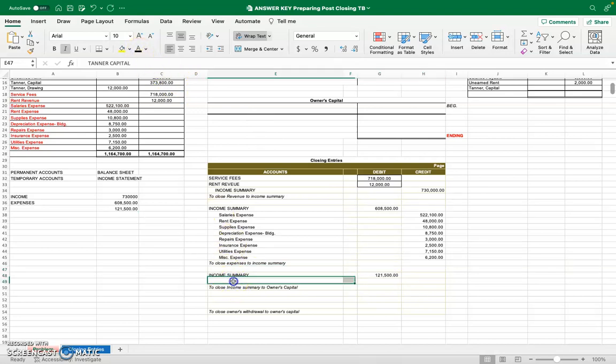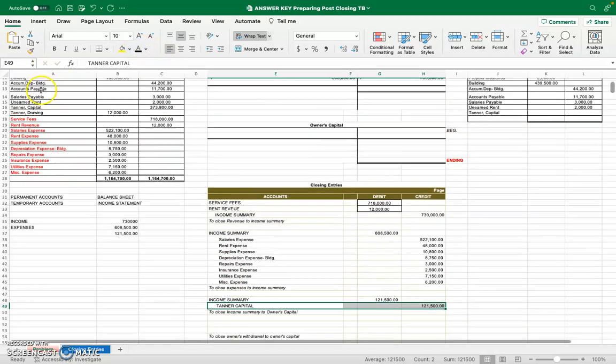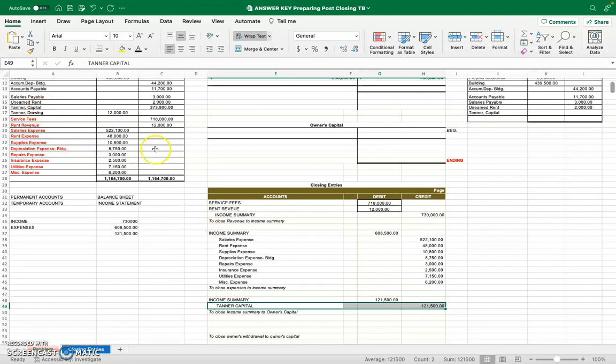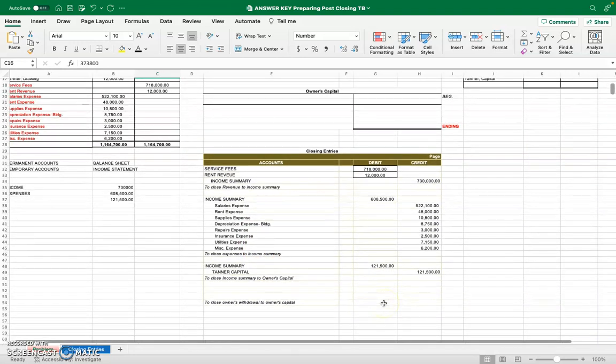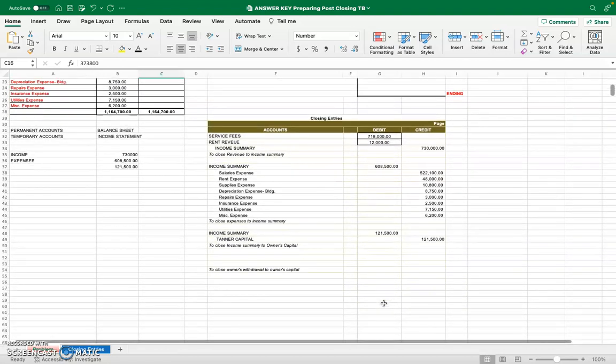So this is how you will write it in this specific closing entry. Income summary of 121,500 and Tanner Capital, because the capital here is under Tanner's name. So please don't mind yet the capital that we have here. It has nothing to do with closing income summary to owner's capital. We will use that balance a little later.